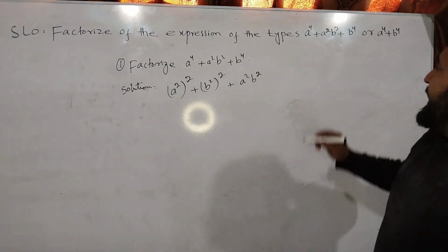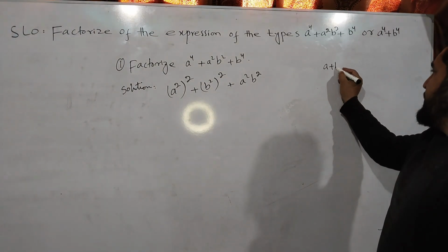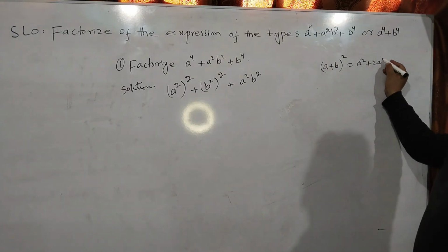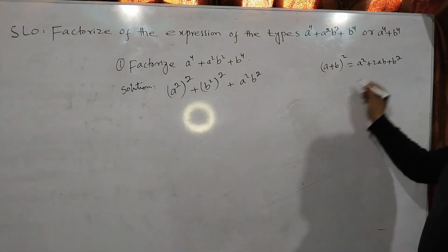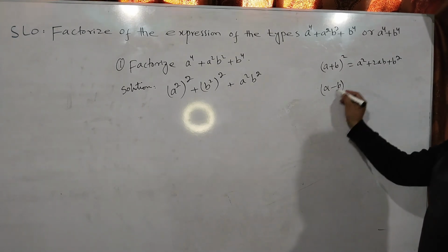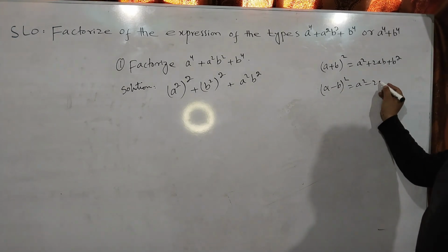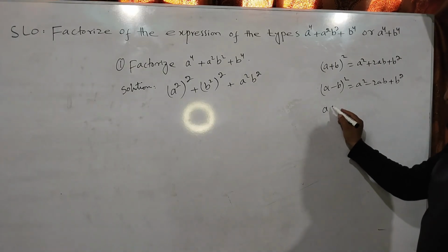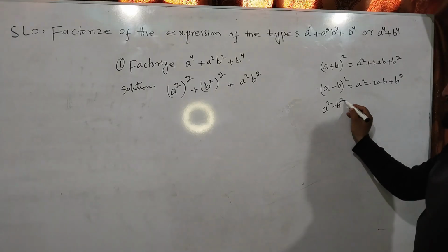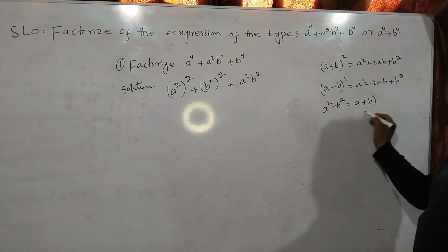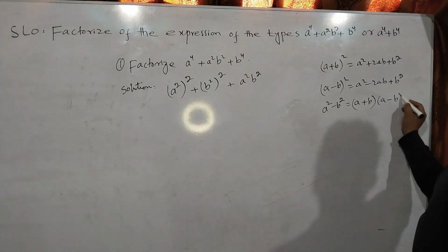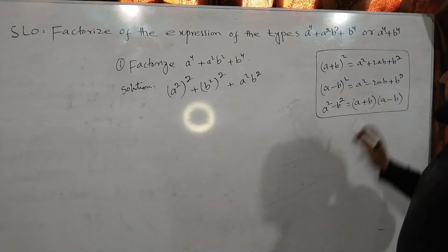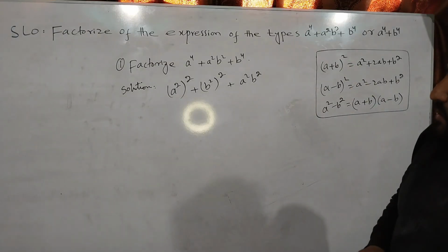Okay, and we know these identities: a plus b whole square equals a square plus 2ab plus b square. A minus b whole square is equal to a square minus 2ab plus b square, and the last one is a square minus b square is equal to a plus b into a minus b. These are very important identities. We use all these identities in such kind of questions.